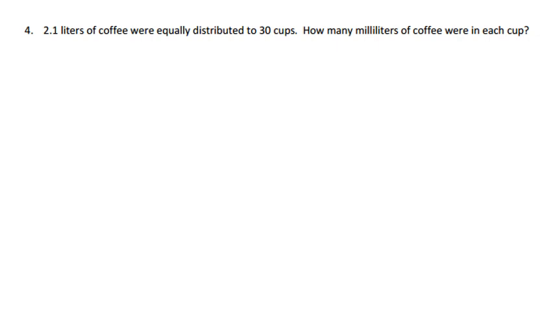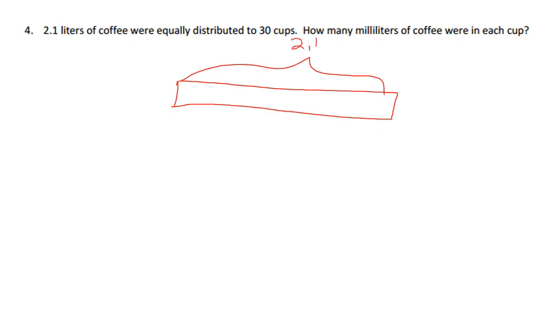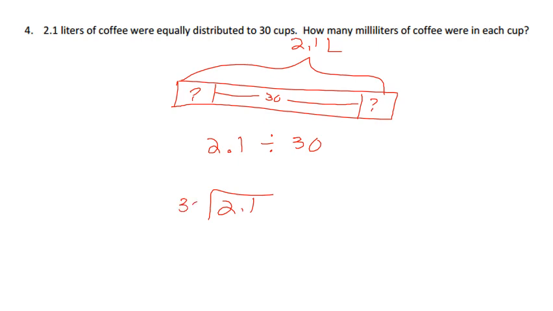Question 4. 2.1 liters of coffee were equally distributed to 30 cups. How many milliliters of coffee were in each cup? Well, first off, let's just find out how much is in each cup. As you can see, I have a tape diagram, and it says there's a total of 2.1 liters, and that there are 30 cups. And it wants to know how much is in each cup. We're going to be doing 2.1 divided by 30 to solve for that.